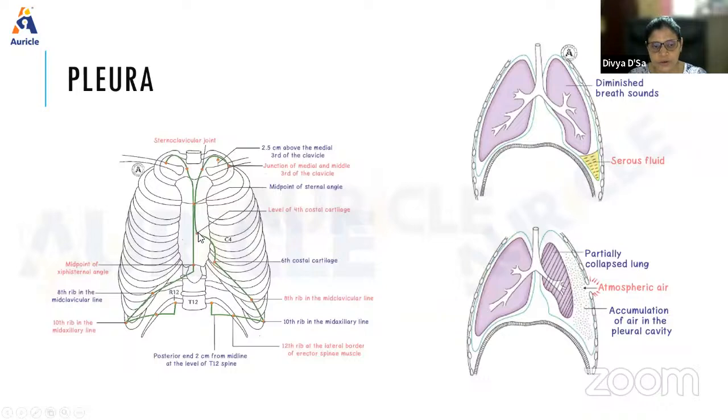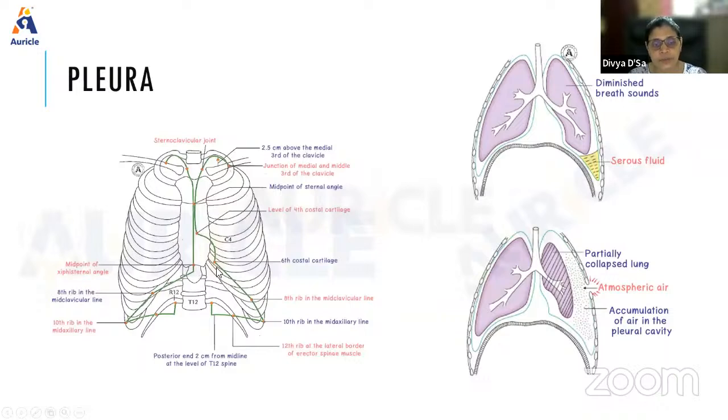When you draw a line, you have to form a C-shaped curve here with the concavity towards medially, and this gives you the mediastinal pleura of the left side, because here we have the cardiac notch. That is why we have this. Whereas here we just mark the midpoint of the sternal angle, and the next point will be at the xiphisternal joint. That will give you the mediastinal pleura on the right side.